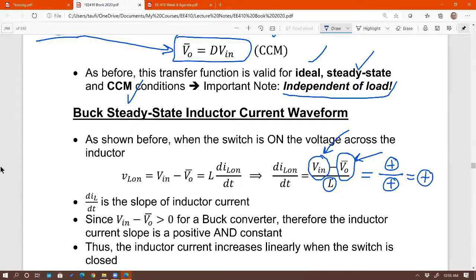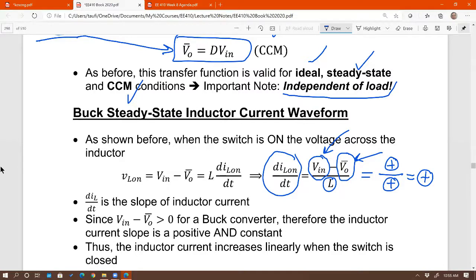Why is it important? Because what I'm looking for is dIL dt right there. What is dIL dt? Anybody? The inductor voltage times the inductance? No, physically, what does it mean? It means the slope of the inductor current. Right, so physically, that is the slope of the inductor current.